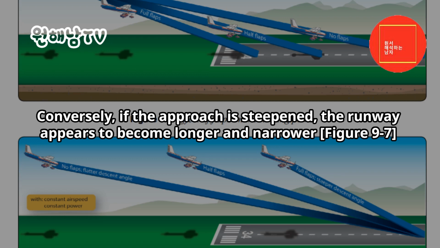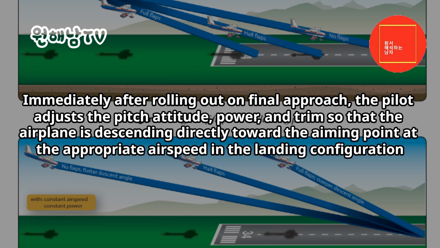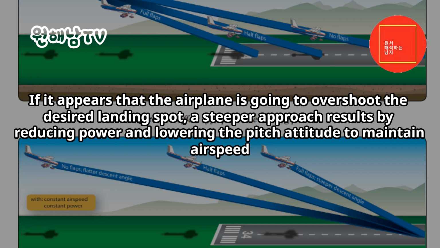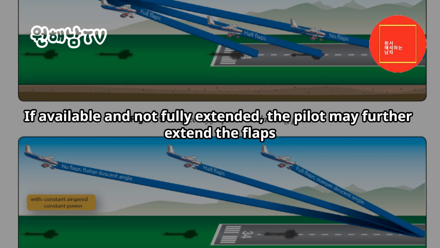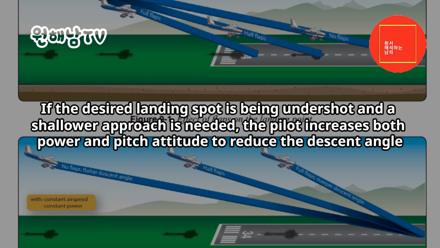Figure 9-7. Immediately after rolling out on final approach, the pilot adjusts the pitch attitude, power, and trim so that the airplane is descending directly toward the aiming point at the appropriate airspeed in the landing configuration. If it appears that the airplane is going to overshoot the desired landing spot, a steeper approach results by reducing power and lowering the pitch attitude to maintain airspeed. If available and not fully extended, the pilot may further extend the flaps. If the desired landing spot is being undershot and a shallower approach is needed, the pilot increases both power and pitch attitude to reduce the descent angle.